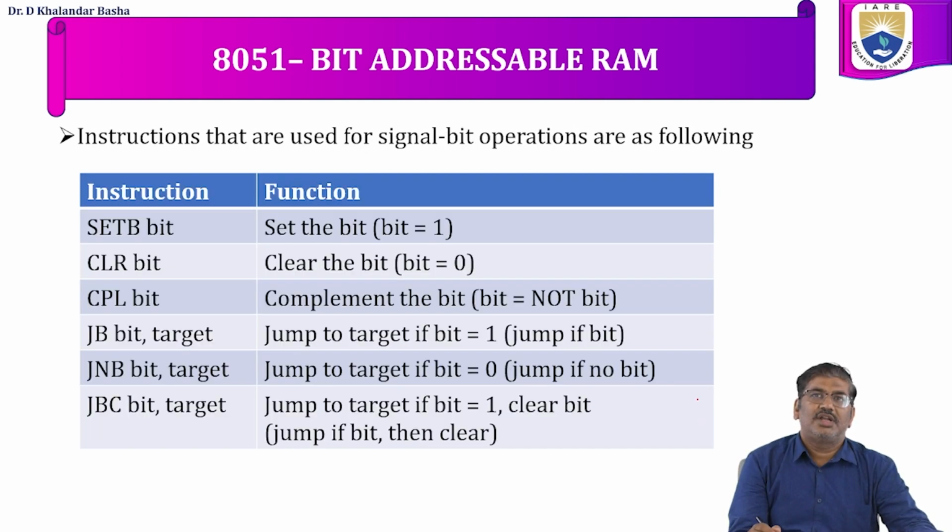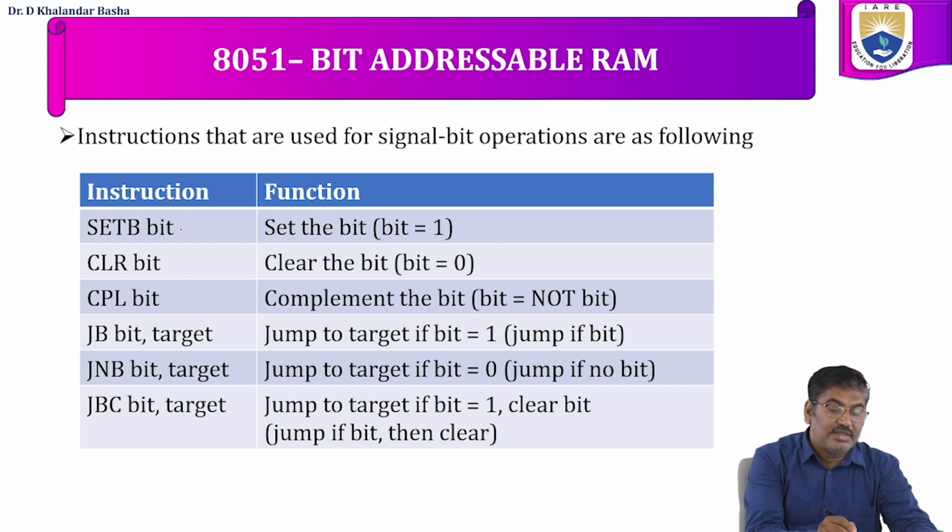So the instructions that are used for single bit addressing operations are SETB bit. This instruction is used to set the particular bit which is specified in the instruction. CLR bit is for clearing the bit. So after executing this, whatever bit was specified will be cleared. Next, CPL bit, which is for complement bit. So whatever bit you have mentioned in the instruction will be complemented.